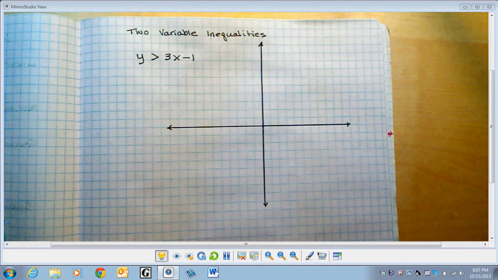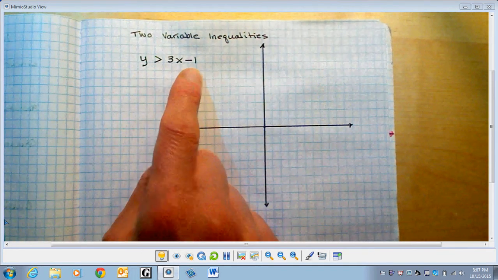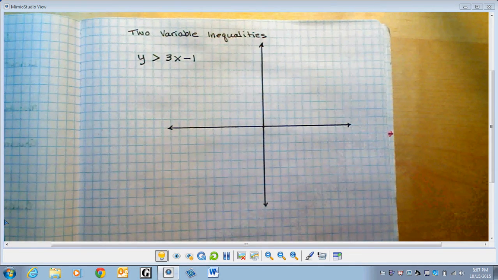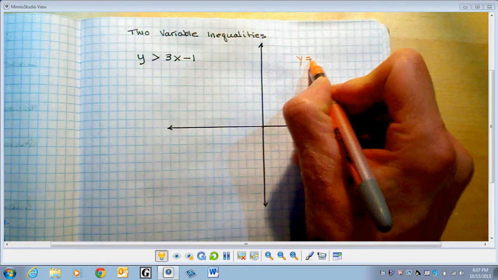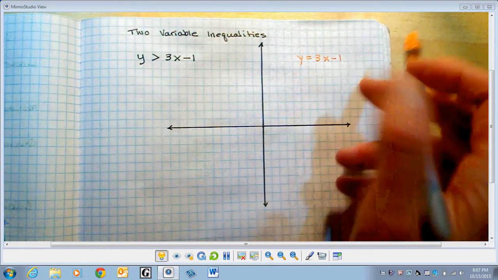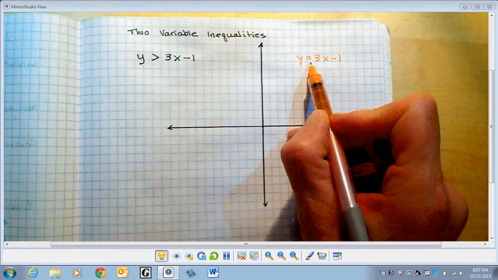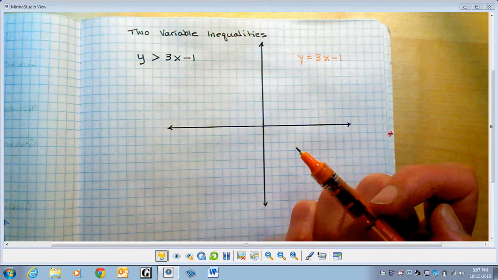We're asked to graph two-variable inequalities, and this inequality is y is greater than 3x minus 1. Well, let's think about what we already know. What we already know is y equals 3x minus 1. So the only thing that's different is that this is an equality and this is an inequality. So what does that mean as far as the graph goes?